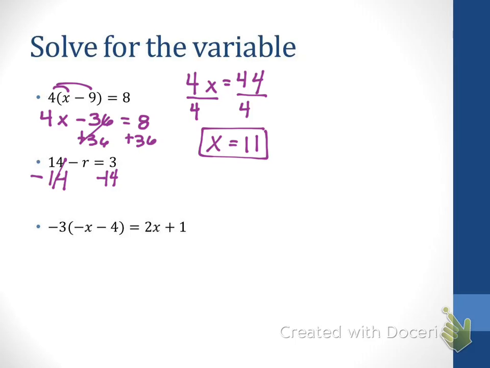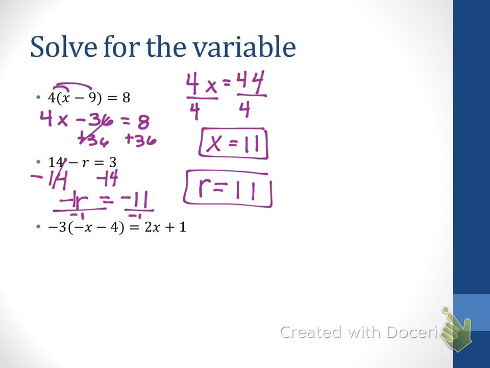And now I get negative r, because r doesn't just magically be by itself. There's still a negative in front of it. 3 minus 14 is negative 11. Now, what is in front of the r that I don't see but I know is there? Negative 1. So can I just say r equals negative 11? No. What do I need to do? Divide by negative 1. And what does r equal? 11. Again, you can plug that in and check. 14 minus 11? Yep, that equals 3, so I know I did it right.